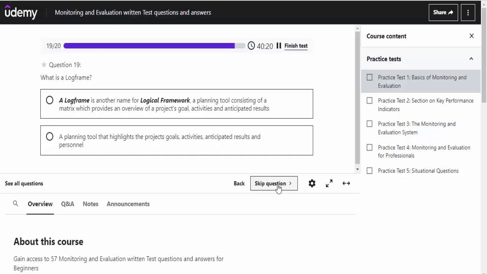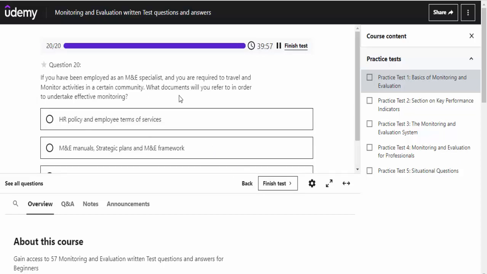What is a log frame? A log frame is another name for logical framework, a planning tool consisting of a matrix which provides an overview of a project's goals, activities, and anticipated results. Okay, I feel it definitely has to be the first.